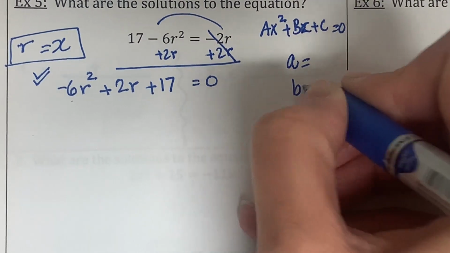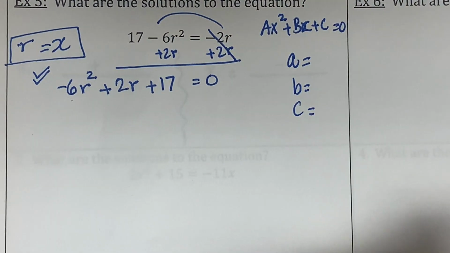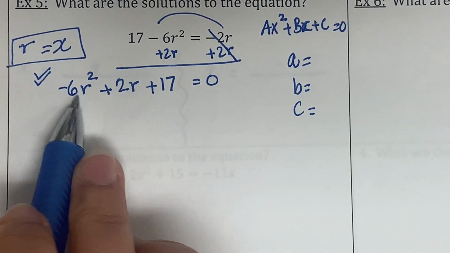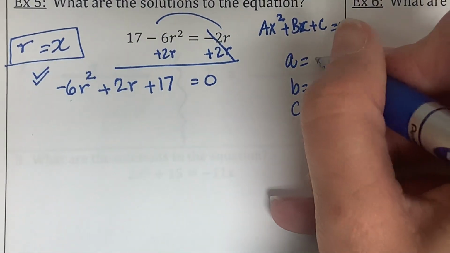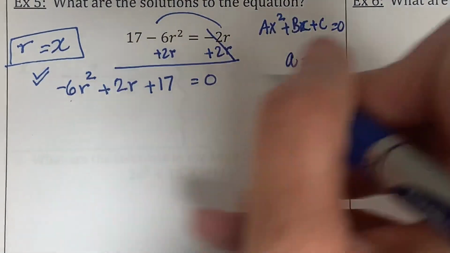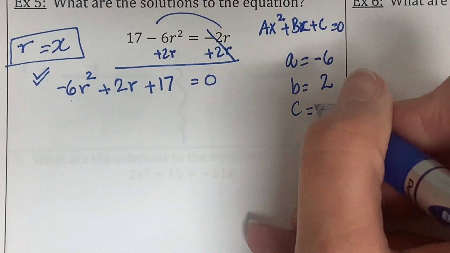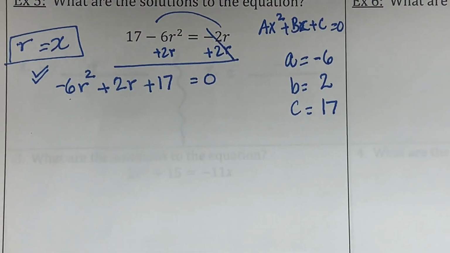Identify A, B, and C. Since I'm using the quadratic formula, I do not have to take out the greatest common factor of minus. So I'm just going to use the value as negative 6. B is 2, and C is 17. All right, I have it.